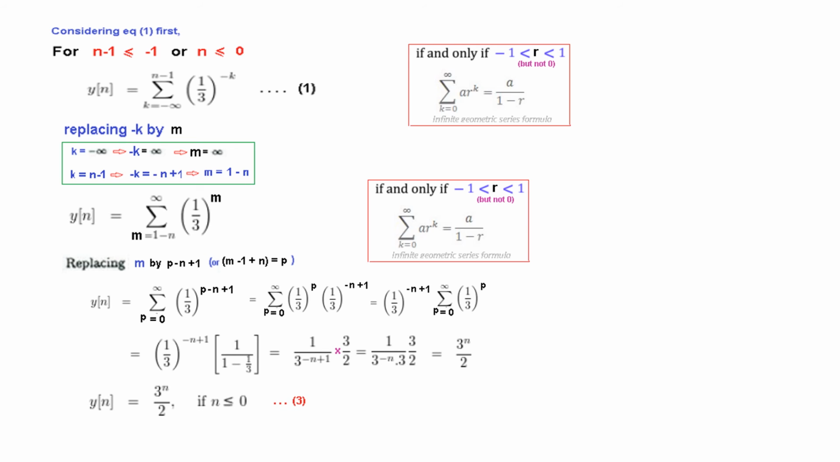And so we write that y n is 3 to the power n divided by 2 for n less than or equal to 0, and this we call equation number 3. Now let's solve equation.